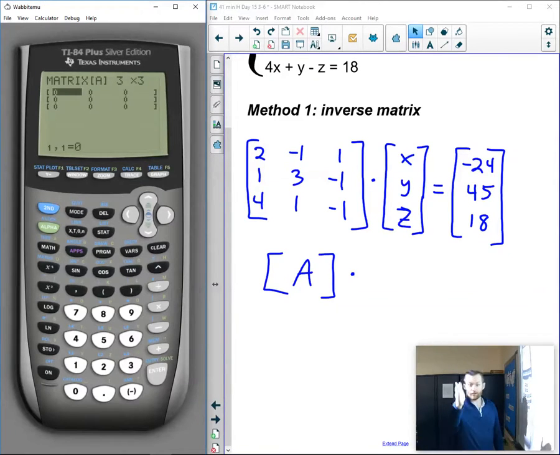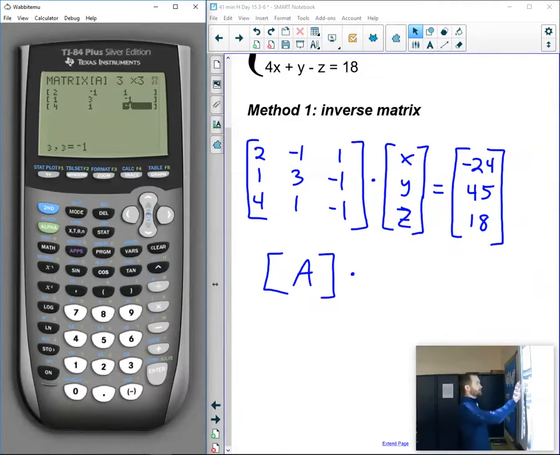Now I'm just going to type it in just as we have it written. So it's 2, enter, -1, enter, 1, enter, brings me to the next row, 1, enter, 3, enter, -1, enter, and 4, enter, 1, enter, -1, enter. Always take a second to double check. So I'm going to double check my numbers. 2, -1, 1, 1, 3, -1, and 4, 1, -1. Okay, so far so good. We entered matrix A as our coefficient matrix.